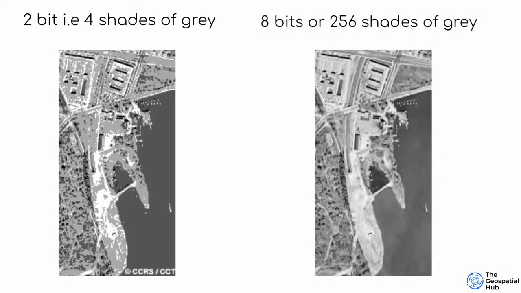So to better understand this, we have an image. We have 2 images, right? They are showing the same area, and the images are in grayscale. What we have on the left is showing 2 bits, that is 4 shades of gray, and what we have on the right is 8 bits, that is 256 shades of gray.